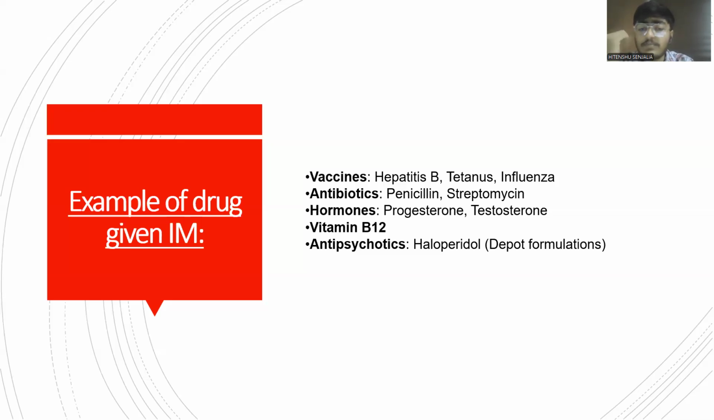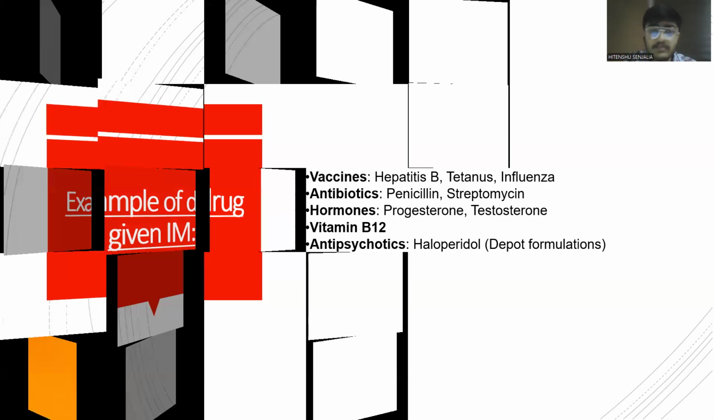And antibiotics, penicillin, streptomycin. For hormones, progesterone and testosterone are used, and vitamin B12 is also given by the intramuscular route, as well as antipsychotics in depot formulations. These are examples of drugs which are given intramuscularly.